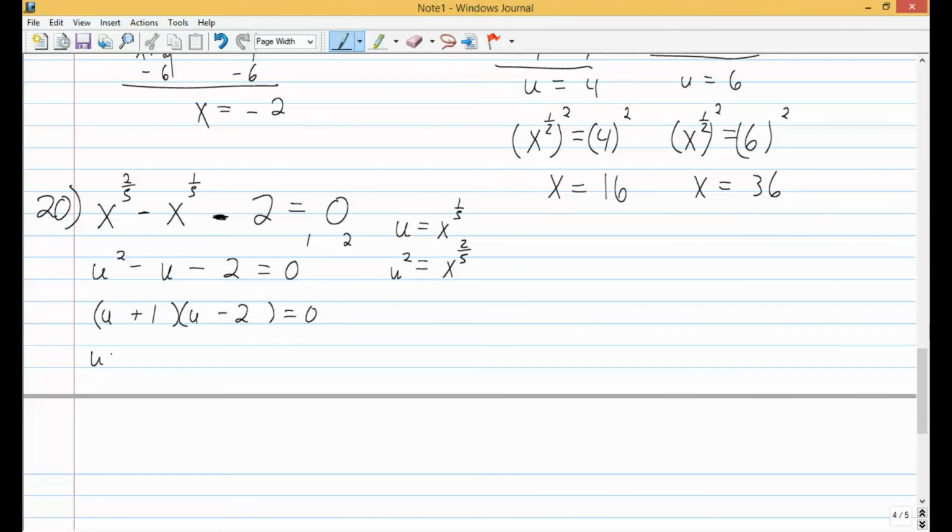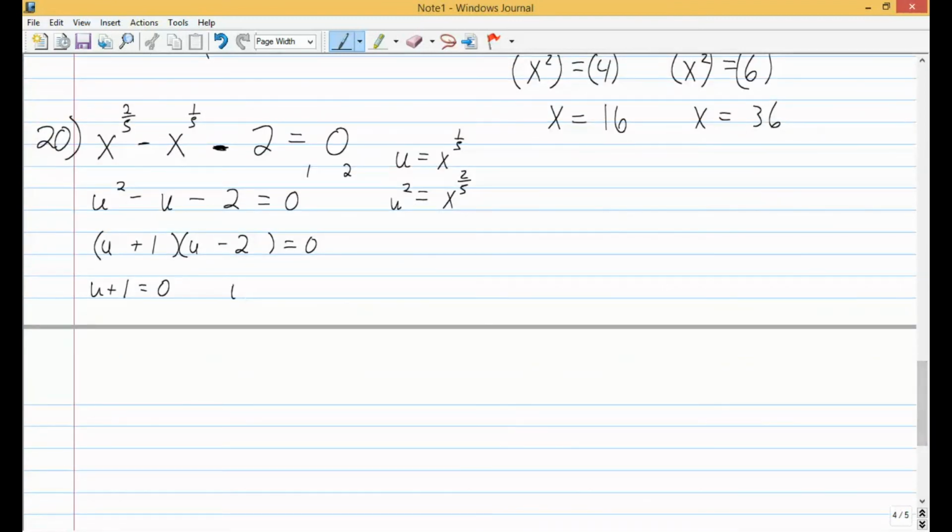All right, so set each factor equal to 0 and solve. Again, this is the zero product principle. So I get u equals negative 1 and u equals positive 2. I'm not done yet though, because my original problem was x. So I want to solve for x at the bottom. So I let u equal x to the 1/5. So plug your x to the 1/5 in for u.